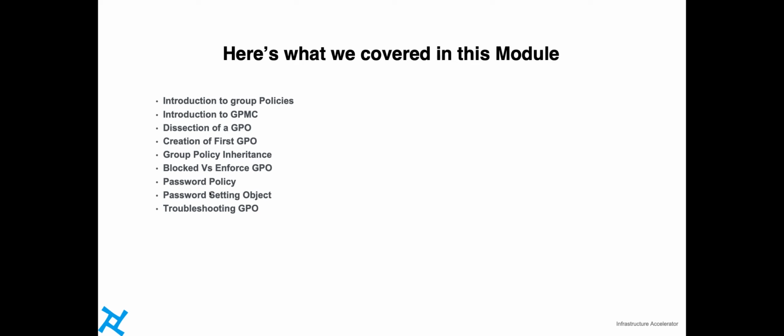We showed you password policy, we showed you password settings objects, how there can be only one password policy in the domain which is linked at the domain level, and how if you want multiple password policies you need to apply password settings objects. And then we told you about troubleshooting group policy objects. Alright, so this is what you have learned in this module.